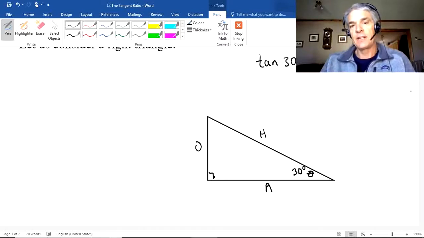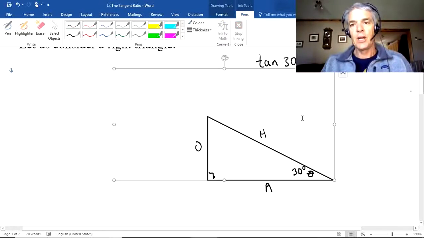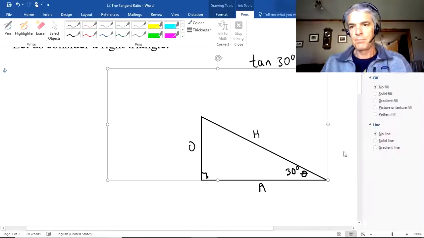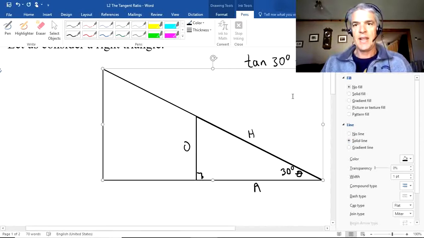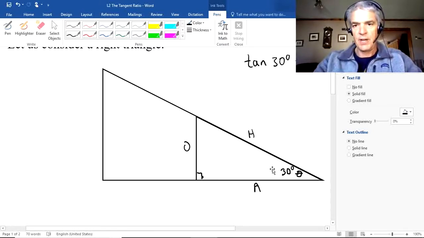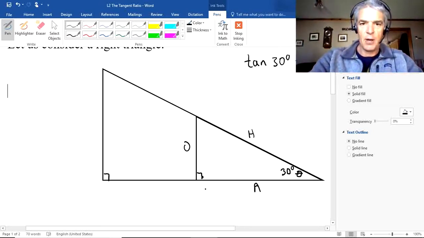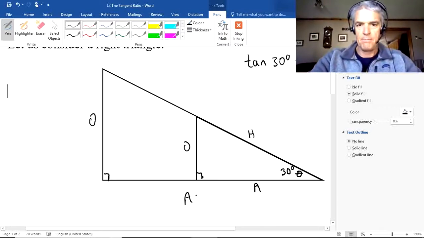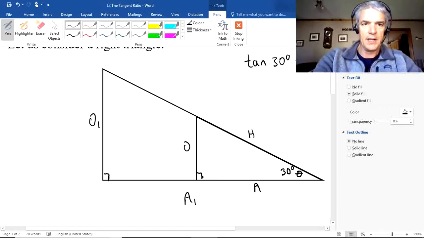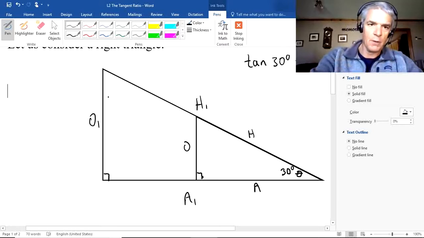So just to kind of better explain this, I can pretend that I have a bigger triangle. This is still 30 degrees here, and if I put my right angle in here, this now becomes my A. A is here, and O becomes here. This is like big O, big A. I'm going to call it A1 and O1, and H1 over here. These are the longer, bigger values.